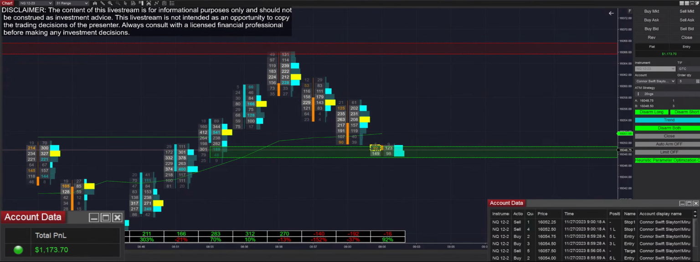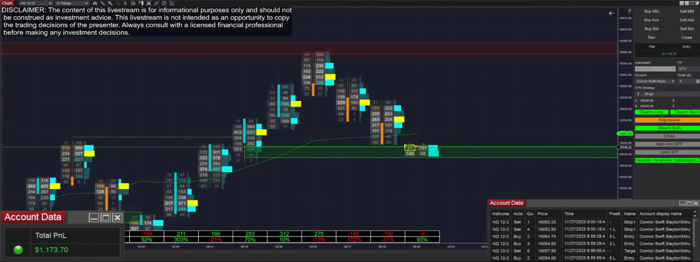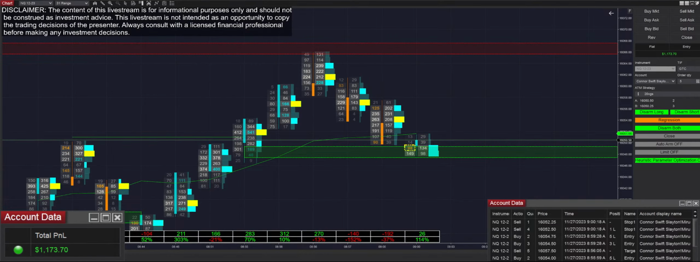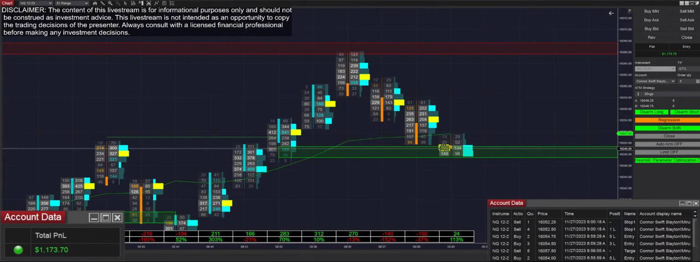You can see here this range is a little bit more compressed. I definitely am making the decision here to switch it into regression, especially after bouncing off of that green zone. If we broke straight through it, we'd stay in trend.